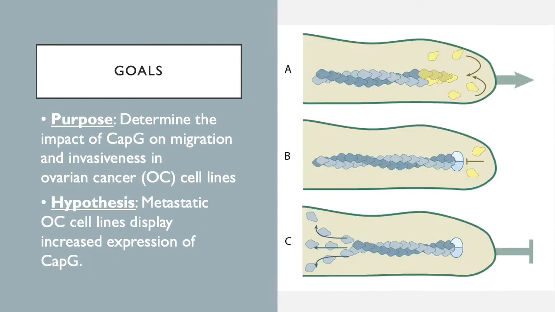The purpose of this experiment is to determine the impact of CapG on migration and invasiveness in ovarian cancer cell lines. This study hypothesizes that metastatic ovarian cancer cell lines display increased expression of CapG. CapG expression will be measured among several other ovarian cancer cell lines using real-time PCR. Additionally, a single nucleotide polymorphism located in exon 10 of the CapG gene will be analyzed to determine if it can be linked to fallopian tube and ovarian carcinomas.